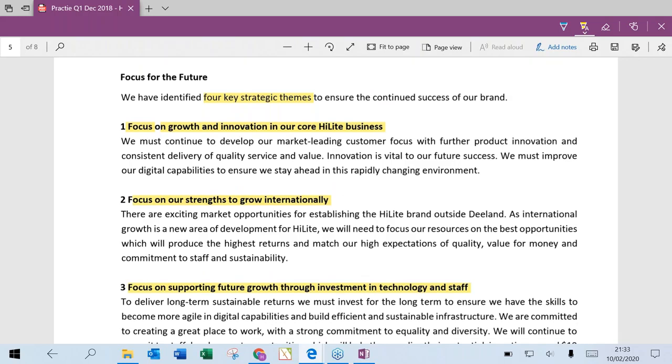Focus on growth and innovation in our core highlight business. We must continue to develop our market leading customer focus with further product innovation and consistent delivery of quality service and value. Innovation is vital to our future success. We must improve our digital capabilities to ensure we stay ahead in the rapidly changing environment. Okay. They must invest in digital capabilities. By that, they mean technology, online, apps, all those things. Digital, social marketing.